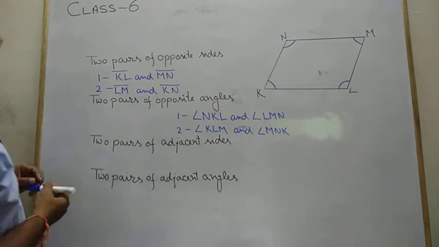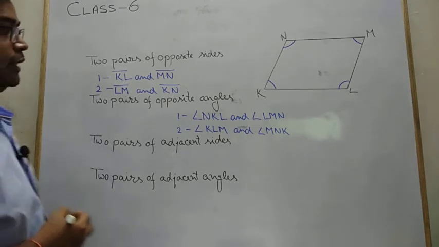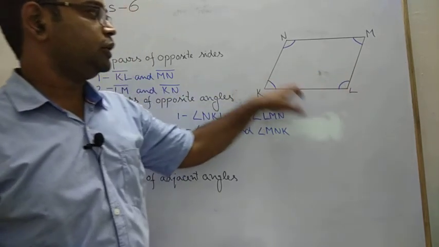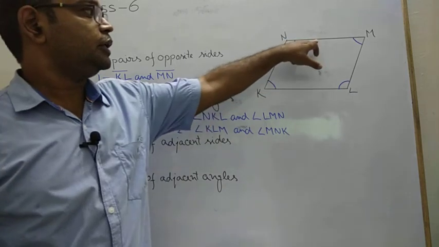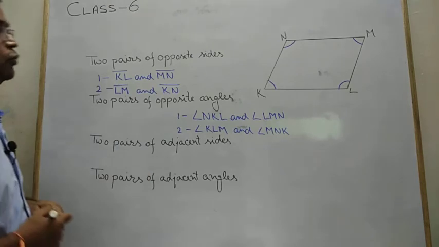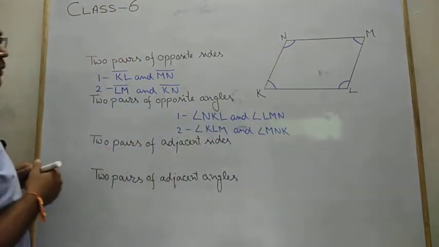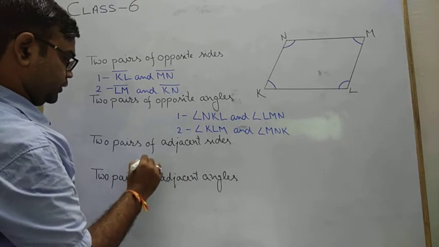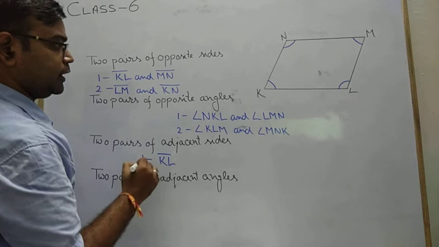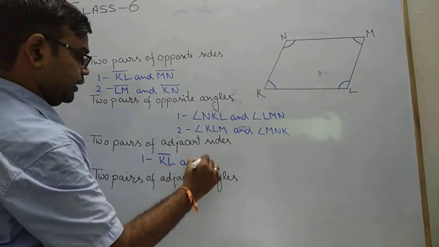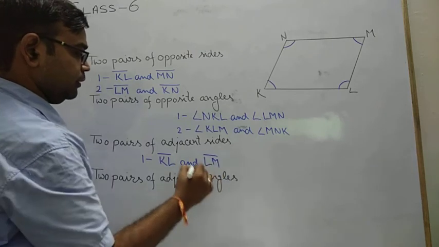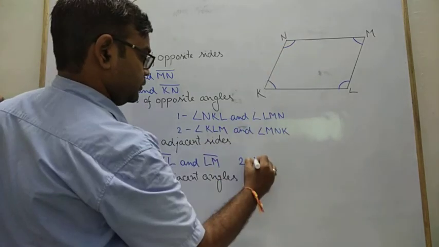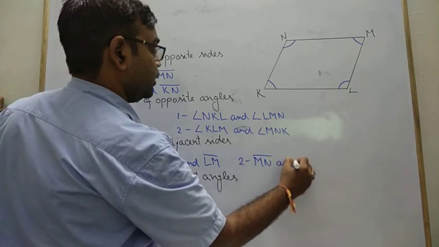Now, two pairs of adjacent sides. Adjacent means together, one after the other. Adjacent, this and this. These two are adjacent, or these two are adjacent. Clear? The question asks only for two pairs of adjacent sides. So I am using these two and these two. The first adjacent pair is side KL and side LM, and the second pair is MN and KN.